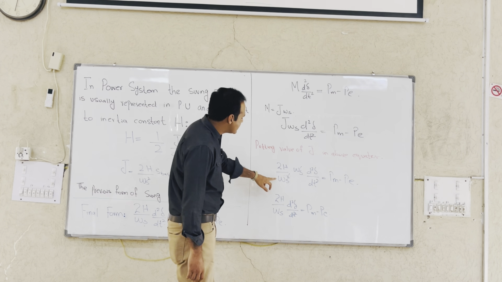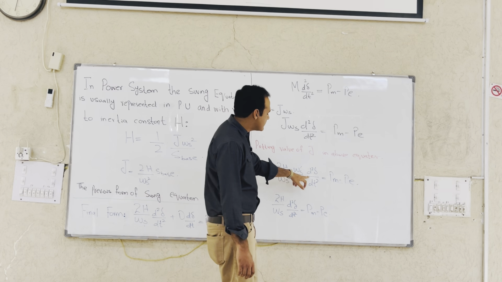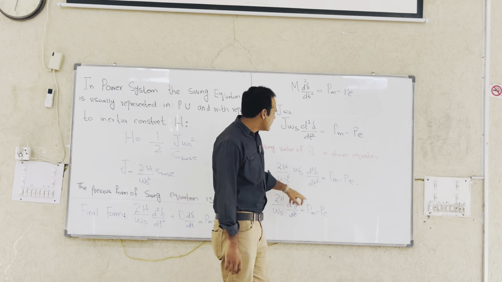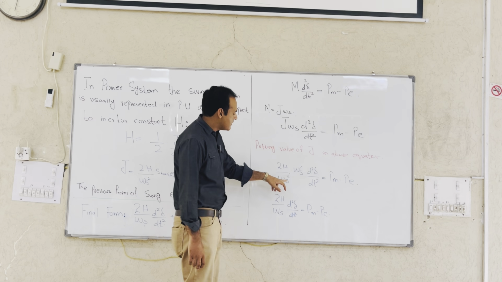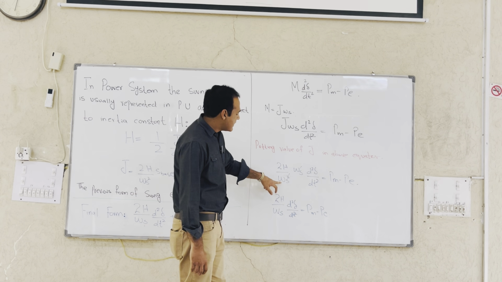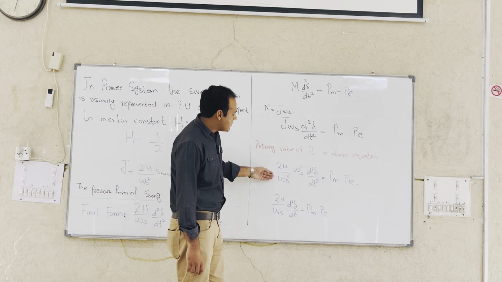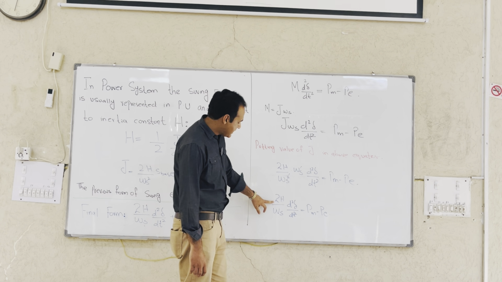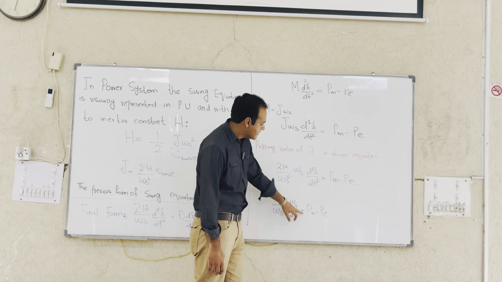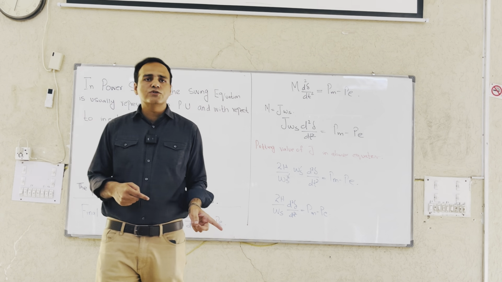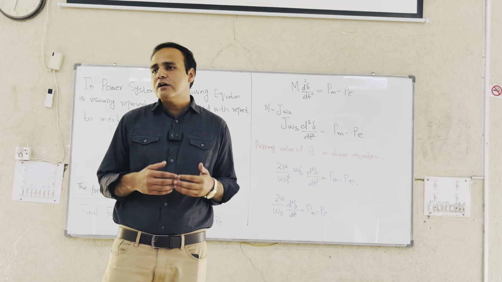It will become 2H over ω_s², times ω_s d²δ/dt², is equal to Pm minus Pe. So after writing it here, we will cancel ω_s against ω_s². So we are left with only ω_s in the denominator, and the final form of the equation will become 2H over ω_s d²δ/dt² is equal to Pm minus Pe. This is the same equation that I showed you at the start of the lecture.